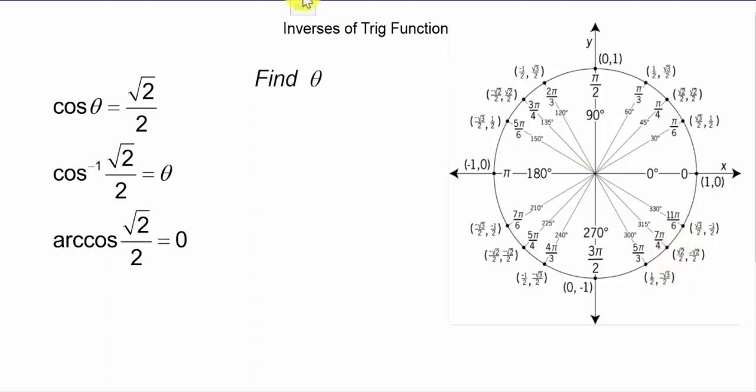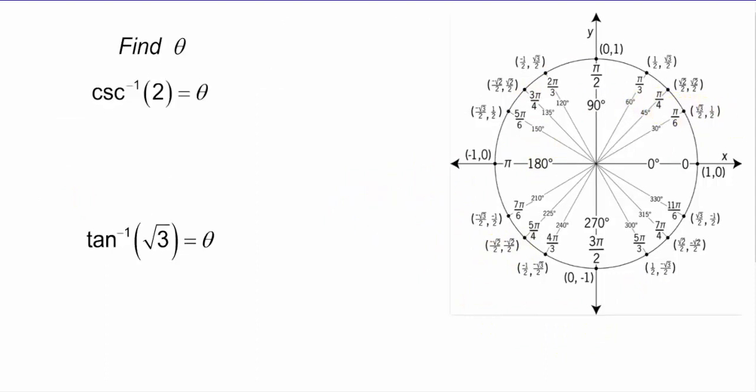Now in geometry, to solve for theta, we basically took the inverse of both sides. Now the inverse is also sometimes referred to as the arc. So this is inverse cosine and this is arc cosine. They're actually the same two things. But we get all these values from our unit circle.